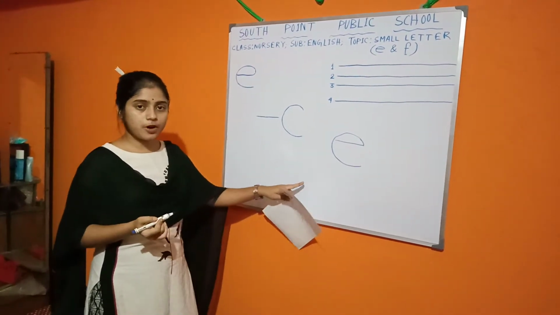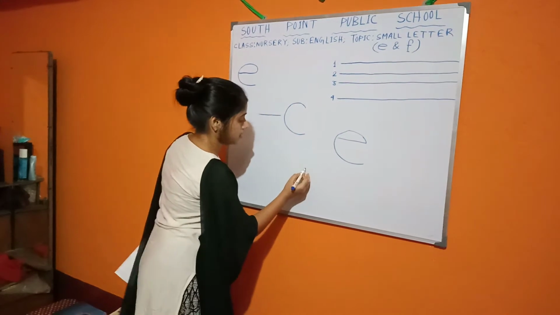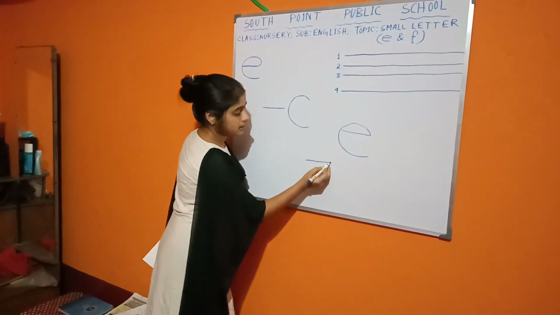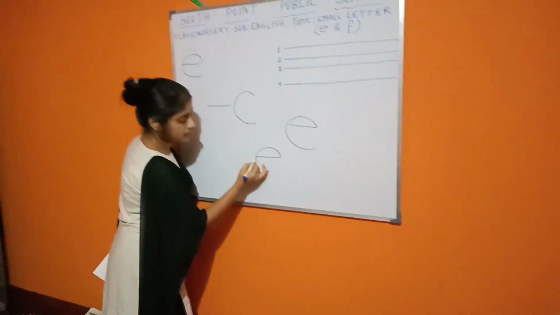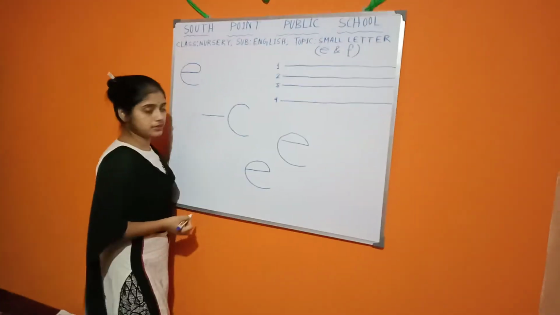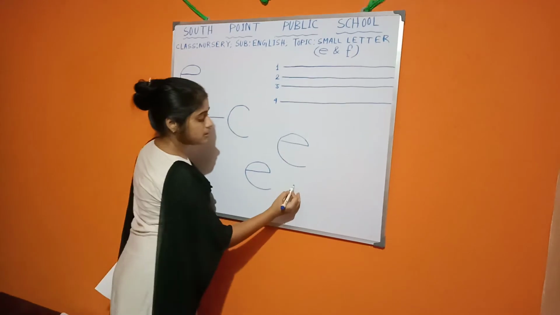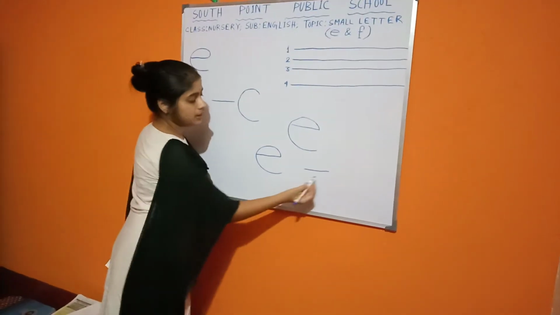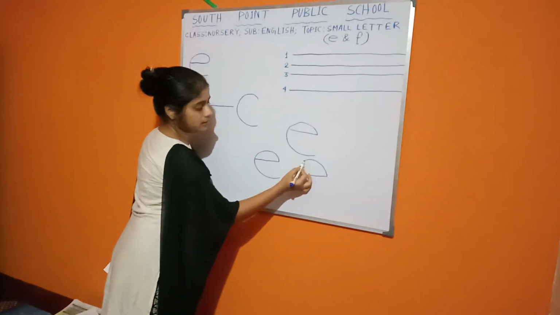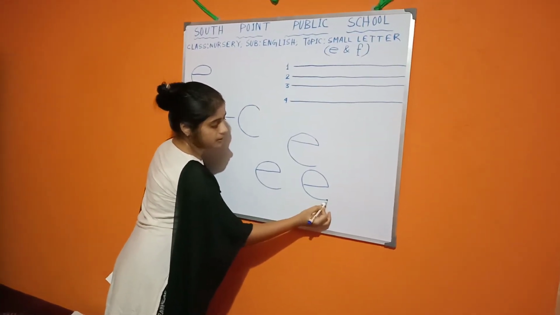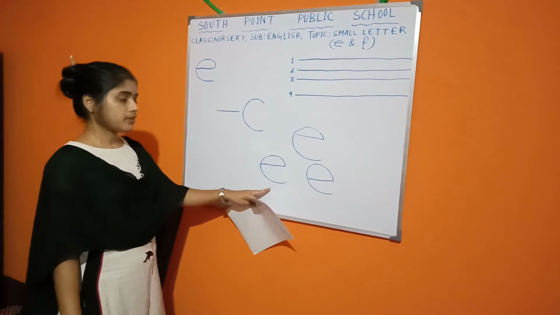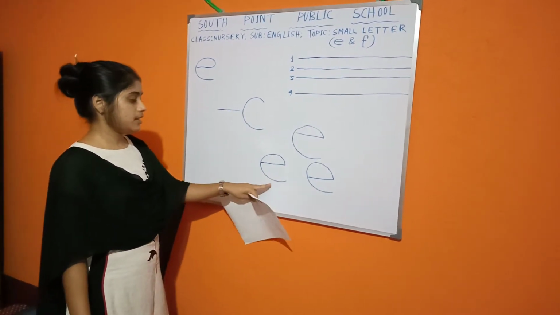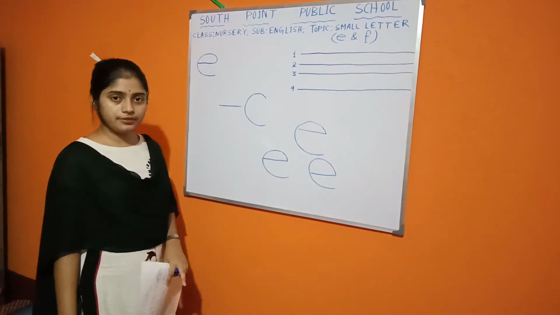This is small e. At first, you have to draw the small sleeping line, then the curved line. Okay? This is E. E, E. Okay?